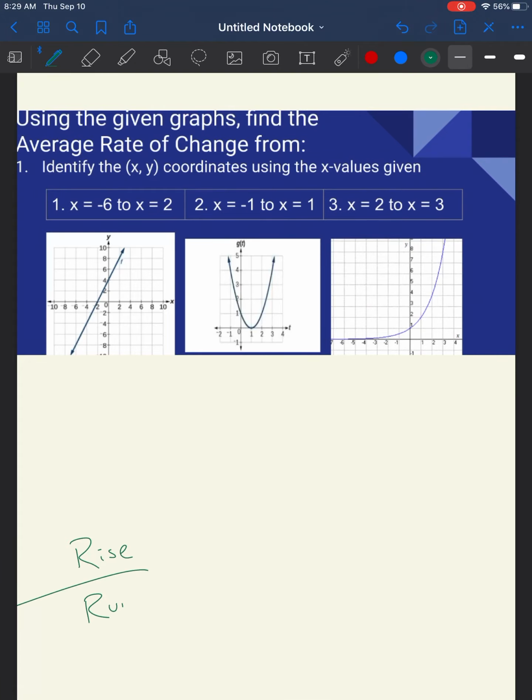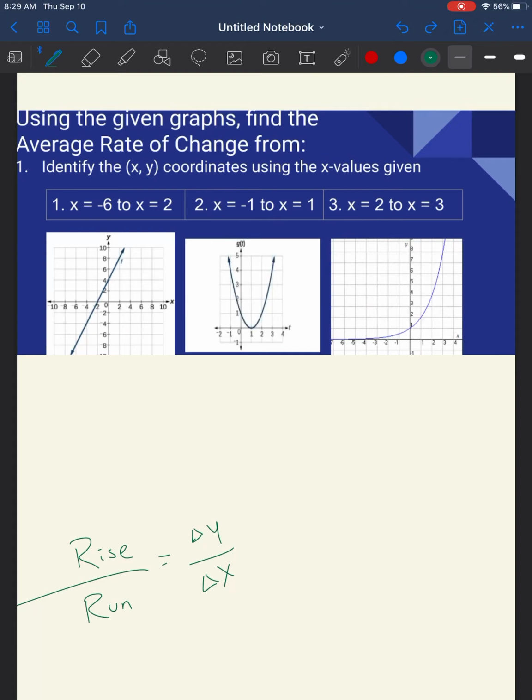over run. This is the same thing as your change in y over your change in x. That's because your y coordinate goes up and down, so your rise, and your run goes left to right. So rise over run will give you your average rate of change. So all I need to do is find the points given and calculate my rise over run.